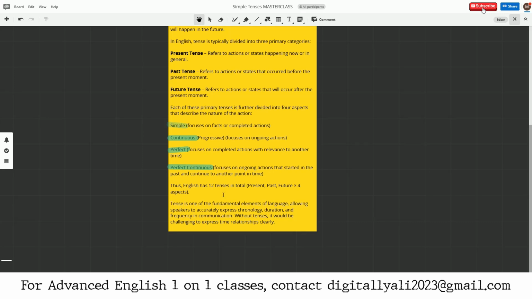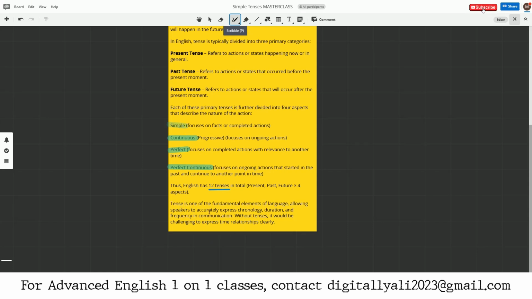Thus English has 12 tenses in total: present, past, and future into 4, right? These 4 multiplied by these 3 times. These 4 structurings multiplied by these 3 times give us 12 tenses. So these are 12 tenses. So let's do the simple tense.